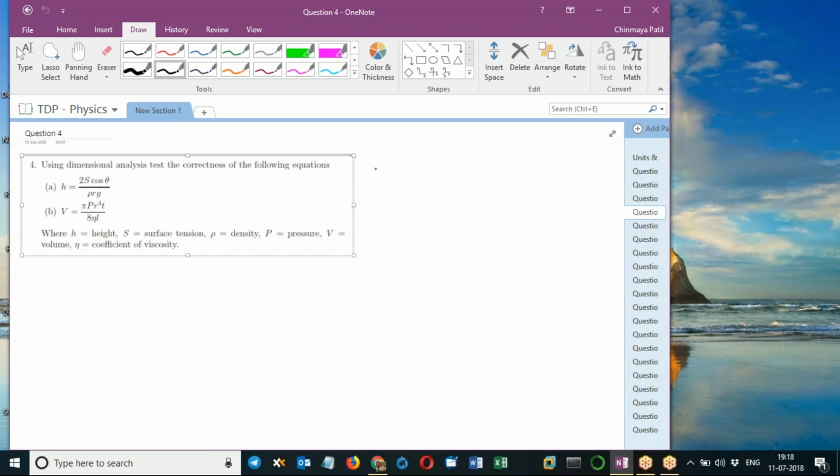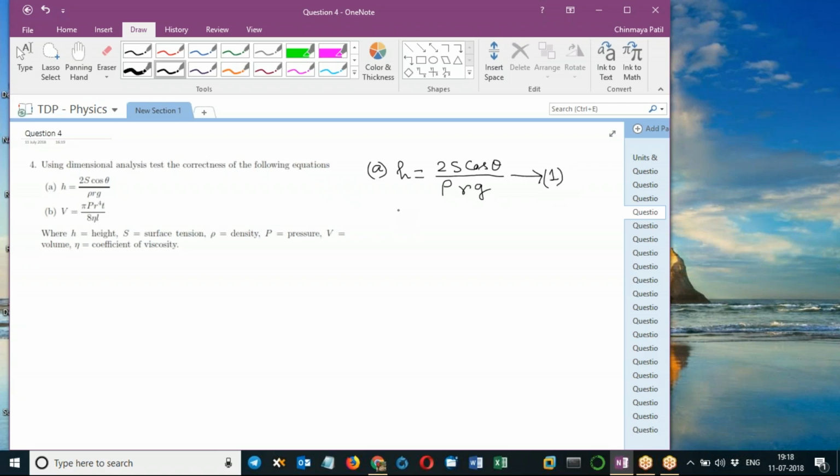So what is the first equation? The part A equation is that h is equal to 2S cos theta by rho into r into g. Let's call this equation number 1. What is the dimension of the left hand side? h, sir. L power 1. Correct. Exactly.